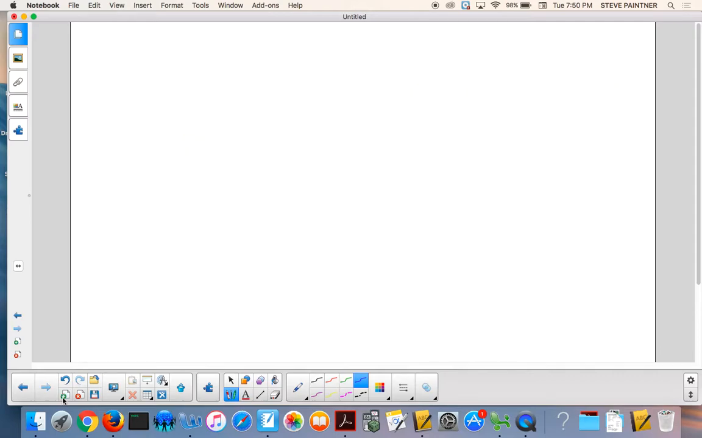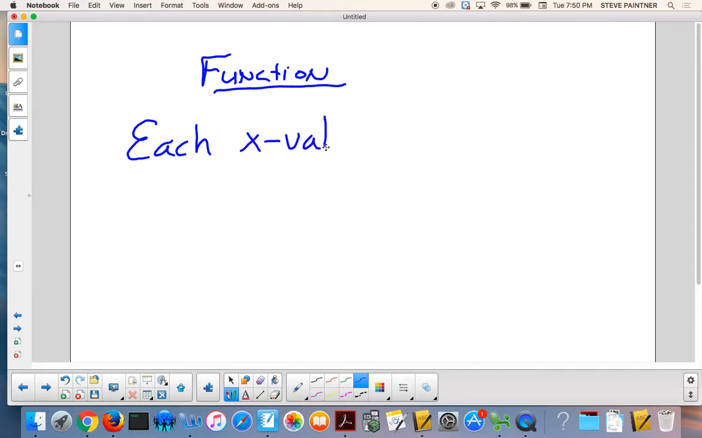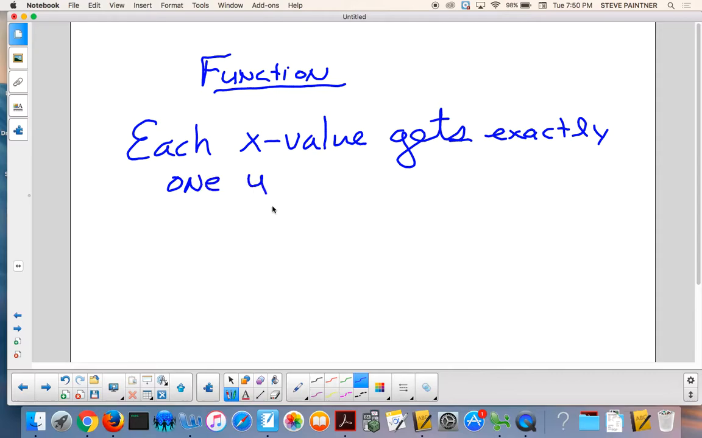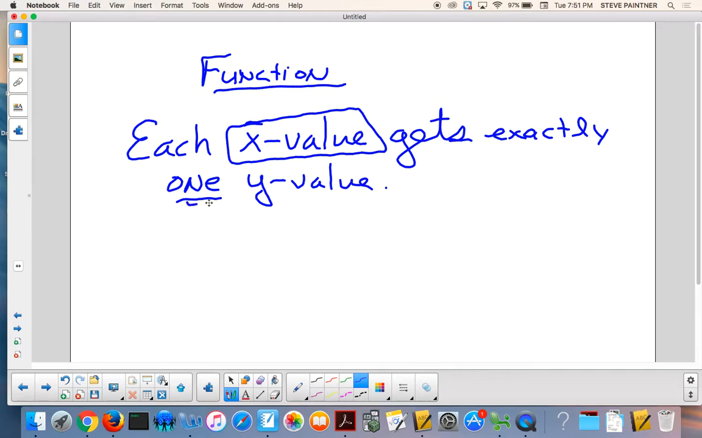Now, definition of a function. If you have a function, then the definition says each x value gets exactly one y value. Okay? So, again, this is what you have to keep in mind. All the x values, any x value gets exactly one y value.